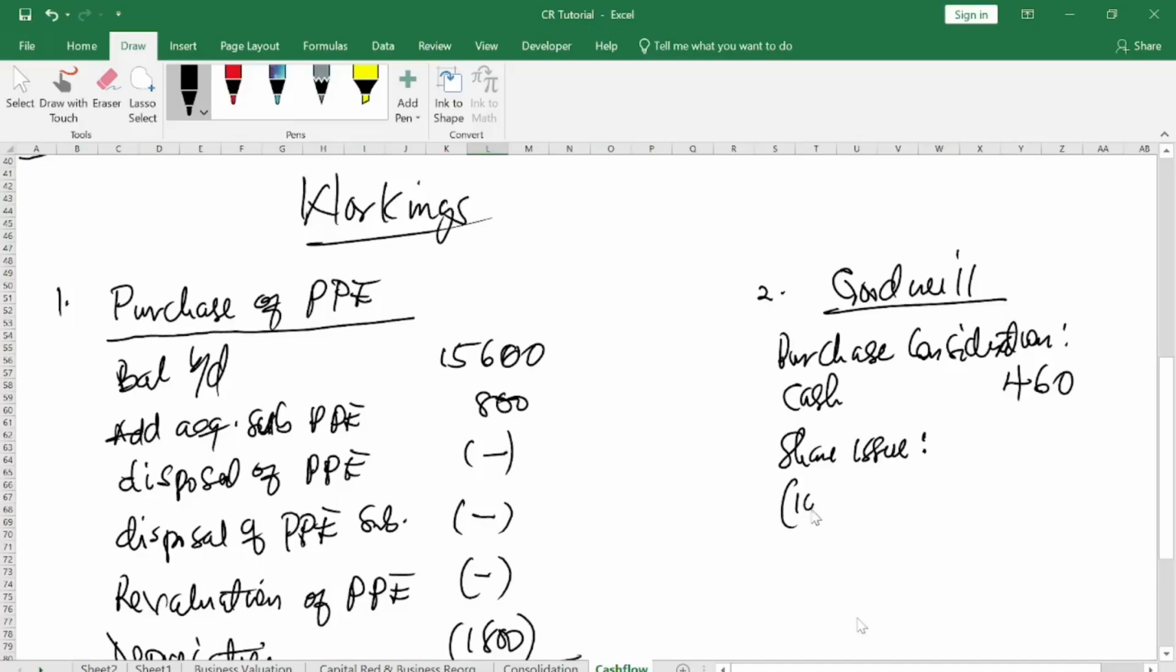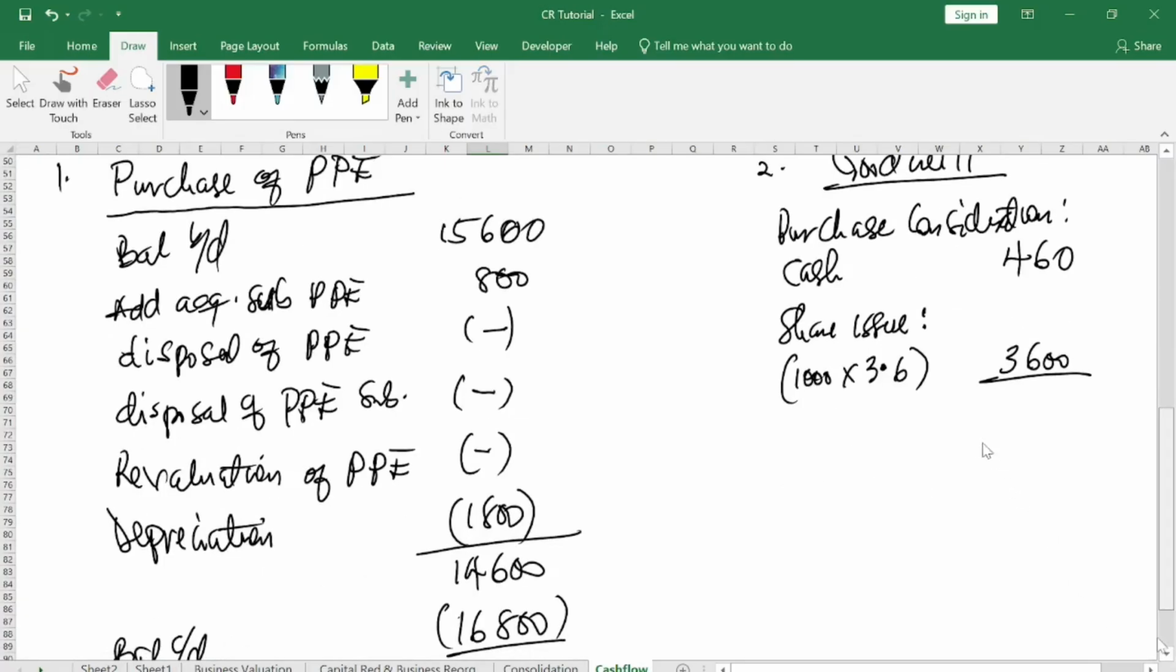So that will give you how much? 1 million. Let us make it 1,000, multiplied by 360 pesos. When you multiply, that gives you 3,600 here, right? So when you add, this becomes your total purchase consideration. When you add, what do you have? 4,060. Thank you. You know how to calculate goodwill.